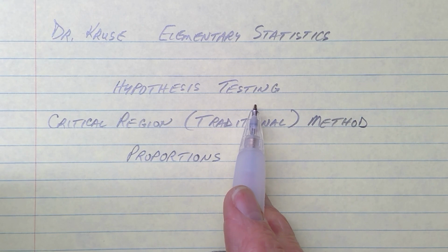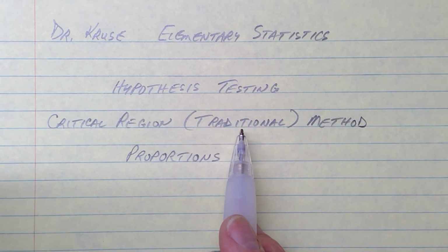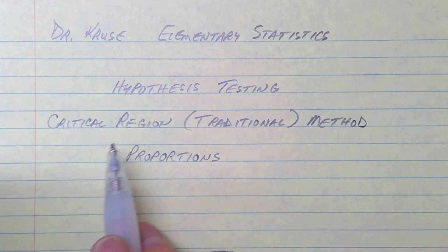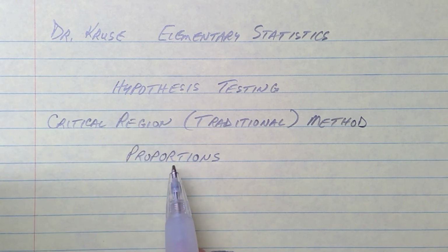We're still doing hypothesis testing. This is another hypothesis testing video using the traditional method where we see if our challenge lands in the critical region. And we're going to deal with proportions on this video.